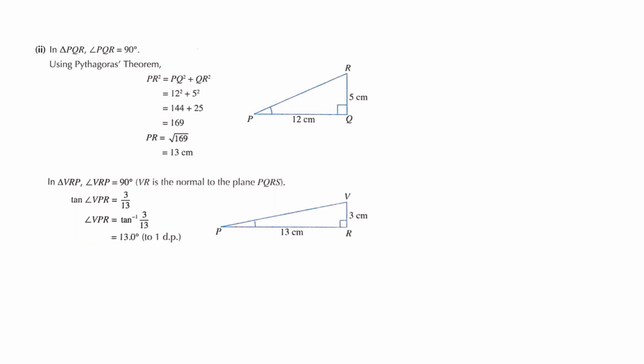Afterwards, now see the right angle triangle VPR formed in the figure. It's a right angle triangle as VR is normal to the plane PQRS. Apply the simple trigonometric ratio on this right angle triangle. Tangent VPR is the ratio of perpendicular over base, that is 3 over 13. Now find the angle VPR. It will be equal to tangent inverse 3 over 13. Use the calculator for finding its angle. It will be equal to 13 degrees up to 1 decimal place.